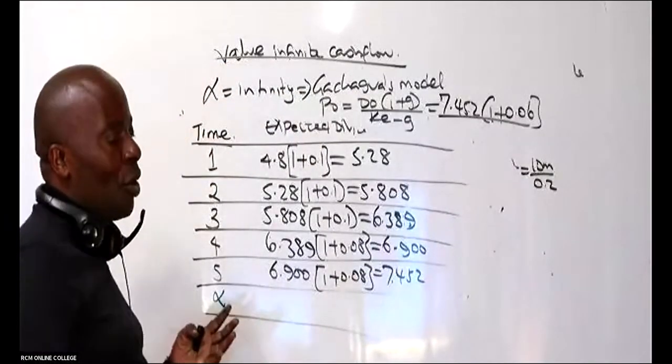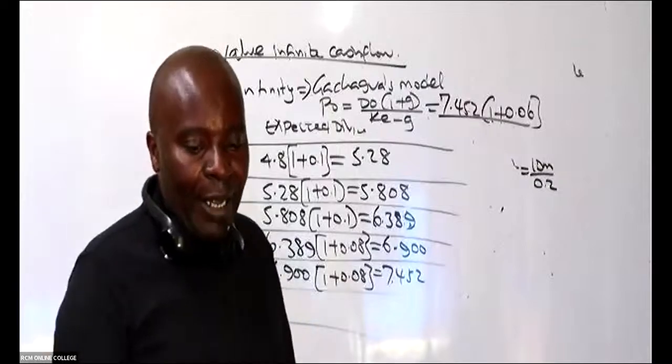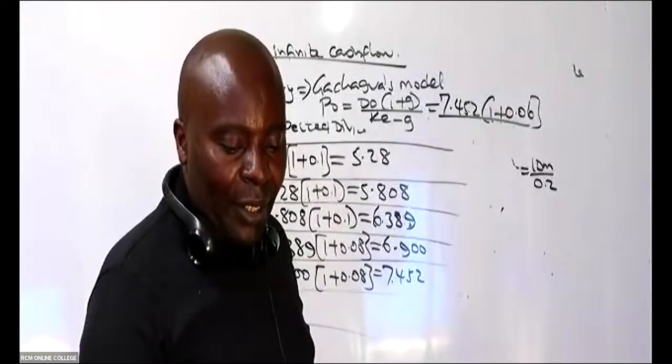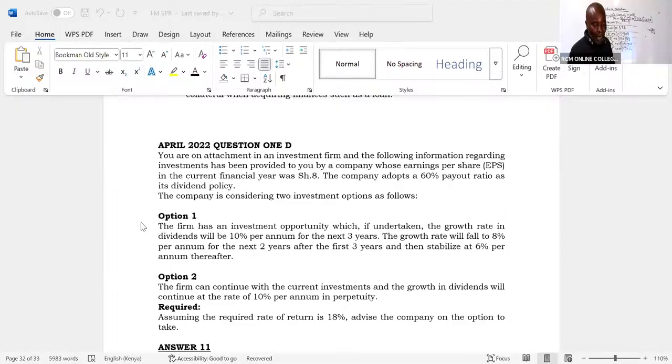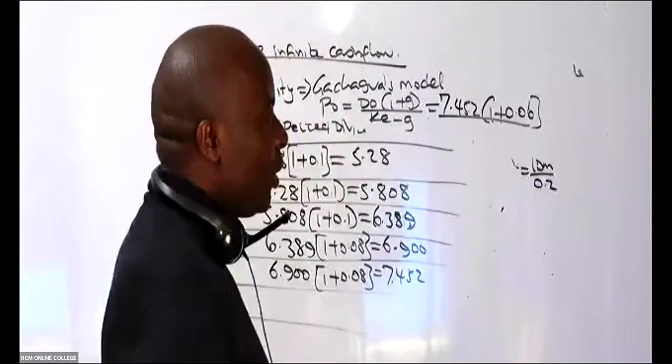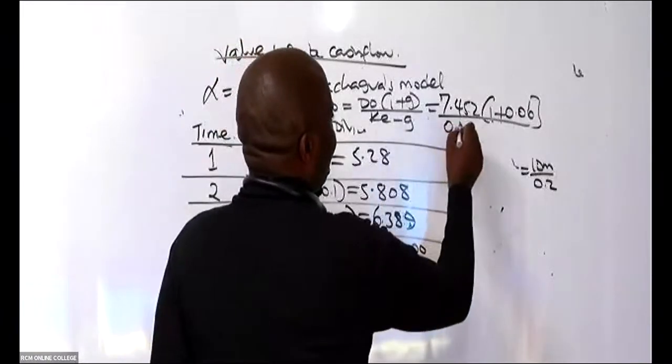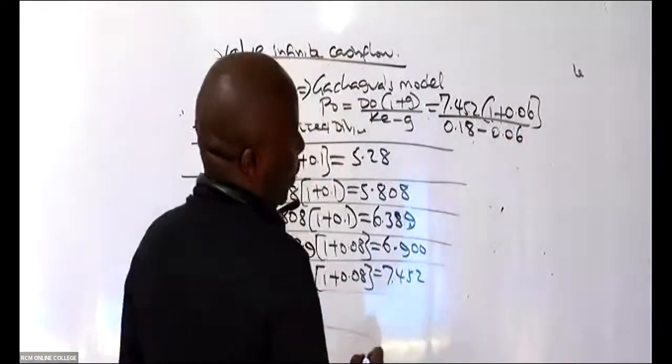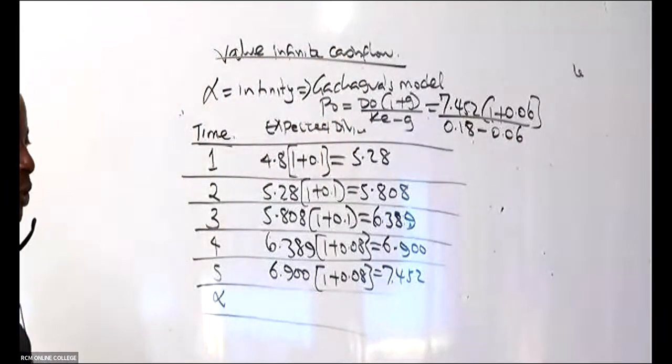Cost of equity or required return has been given by the examiner. Required return is the same as cost of capital. You can see here, assuming the required return is 18%, this is the cost of capital, the R or the Ke. So in this case we have 0.18 minus our perpetual growth rate, which is 0.06.